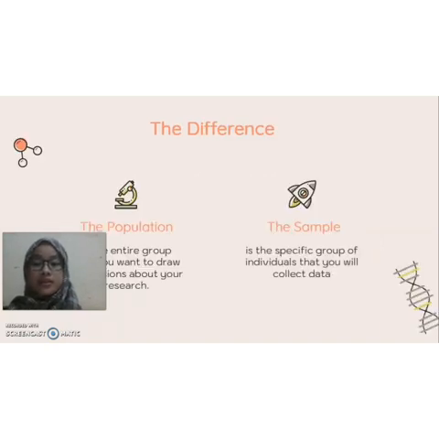Next is the difference between the population and the sample. First, you need to understand the difference between a population and a sample and identify the target population of your research. The first is the population. It's the entire group that you want to draw conclusions about in your research. Meanwhile, the sample is the specific group or individuals that you have collected. The population can be defined in terms of geographical location, sex, income, and many other characteristics.